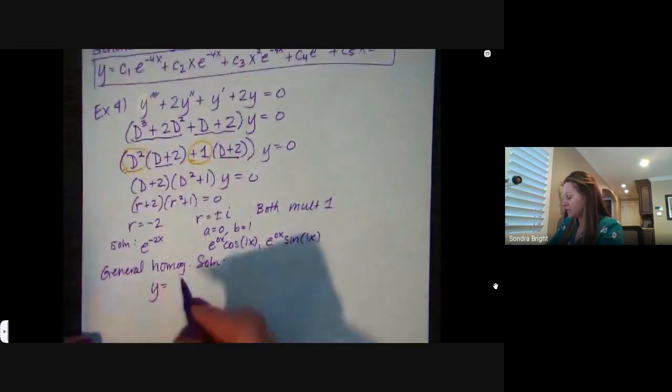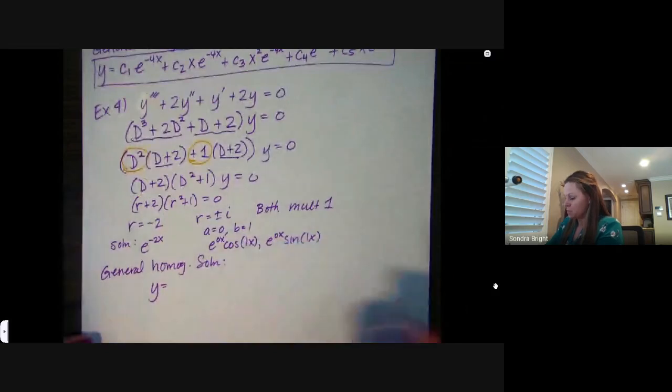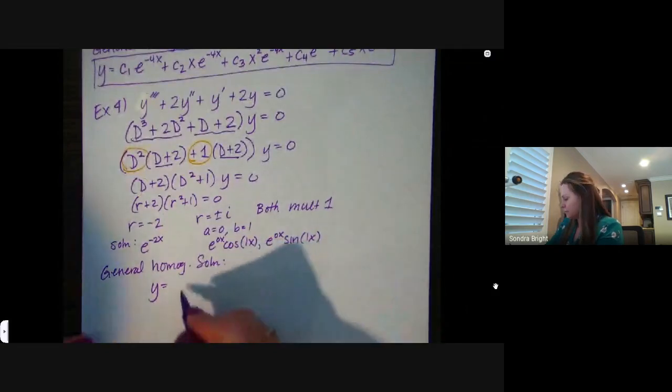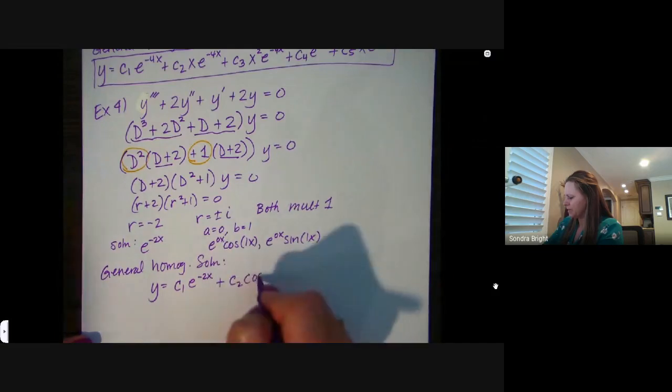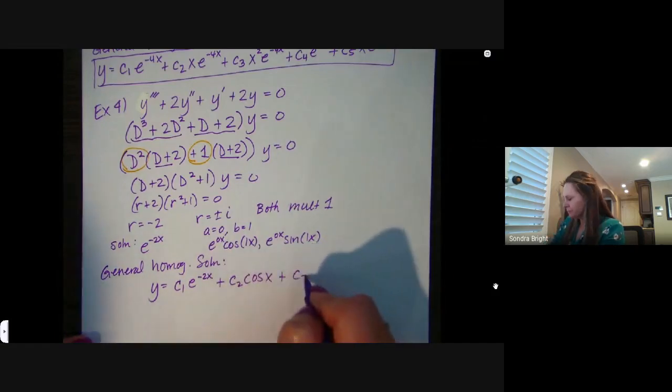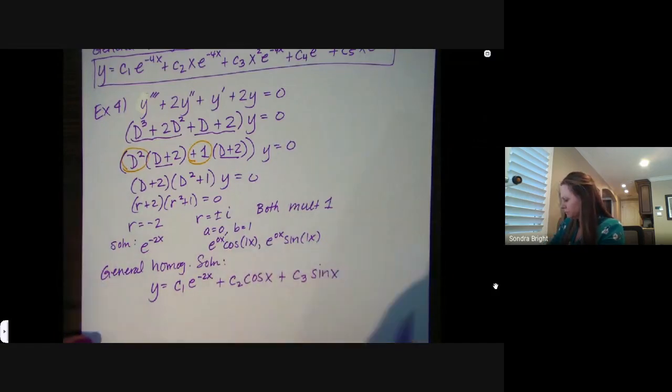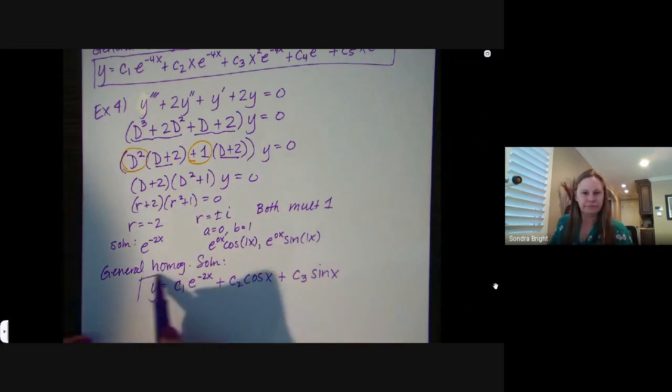So we've got c1 e to the -2x plus c2 e to the 0 is just 1, so I don't need to write that. And then plus c3 sine of x. Good?